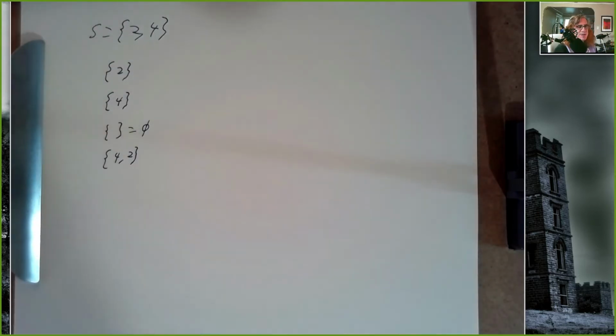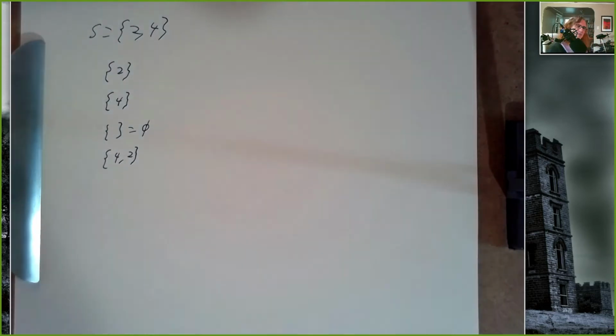Remember, the order doesn't matter. So this is the same as S. Are there any other subsets? Order doesn't matter, right? That's right. So I don't think there's any more. I think you're correct. There are only 4 subsets of this.